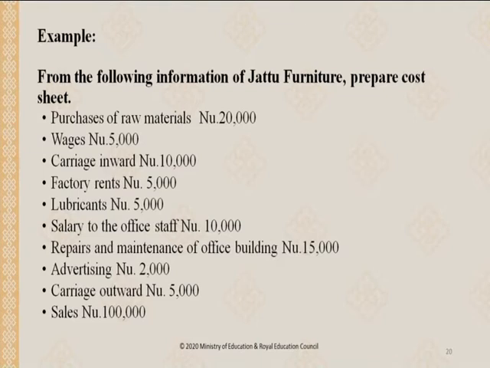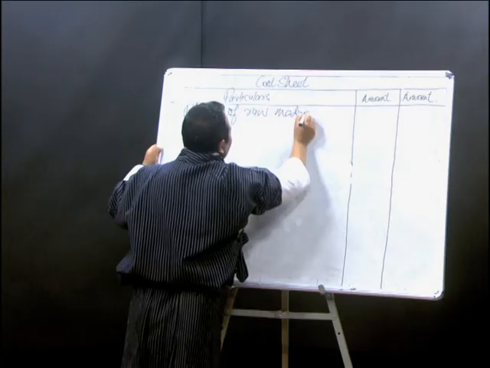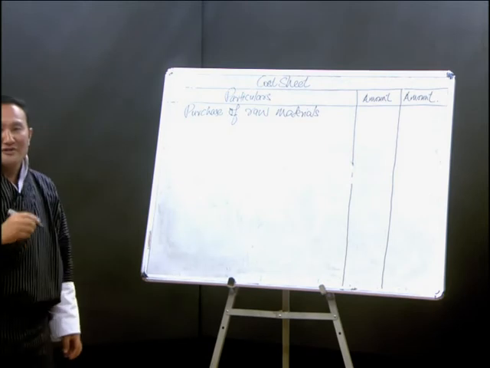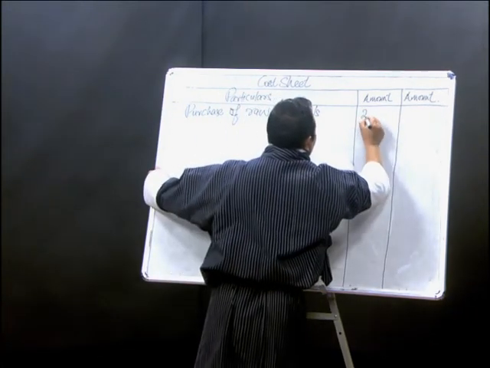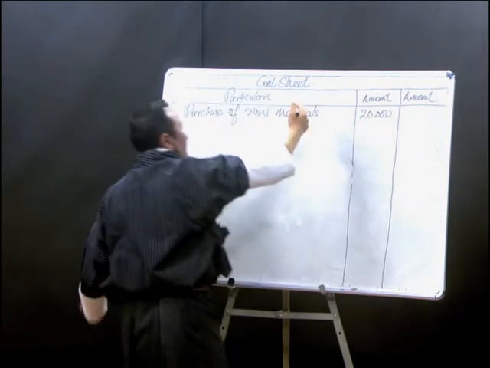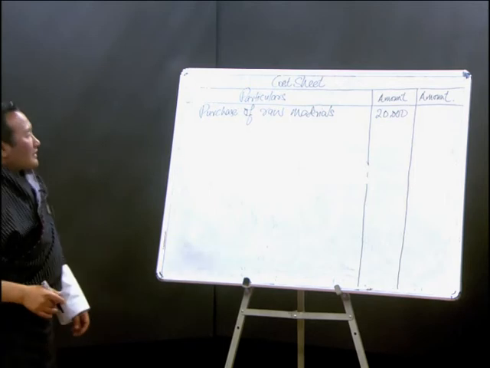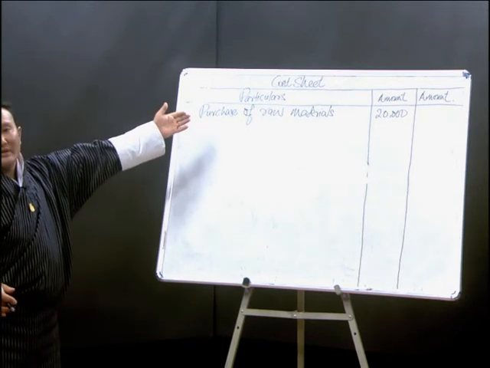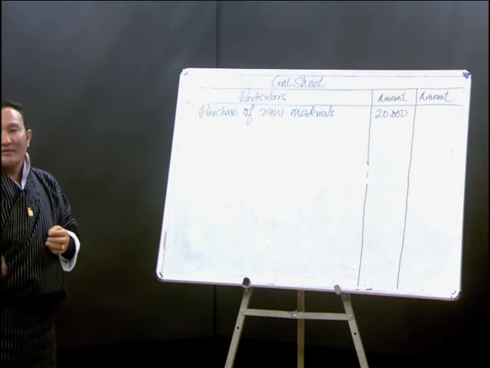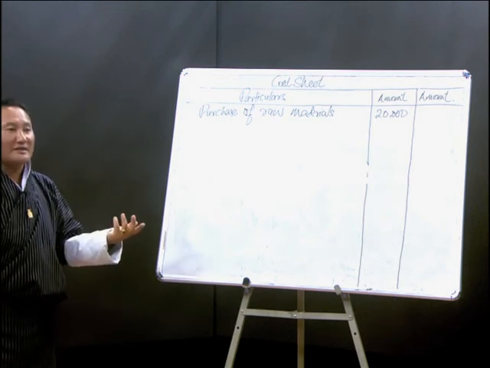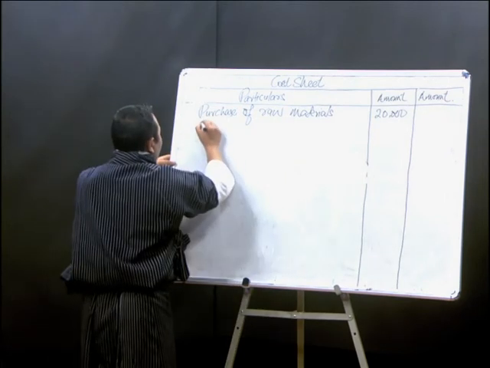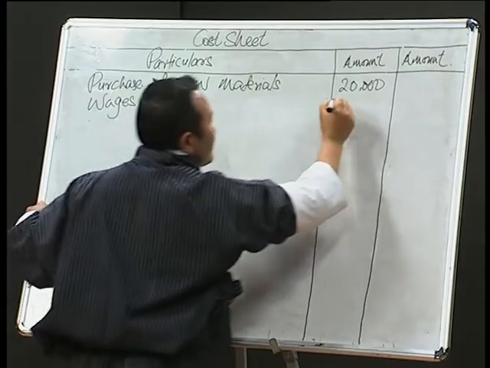The first thing we are going to look at is the direct expenses. From the question, the first item we are going to catch hold of is purchase of raw materials, given as 20,000. Let us keep it in the inner column so that the calculation becomes easier. You may take that as the direct material. The second one is wages of 5,000, which you may consider as direct labor.